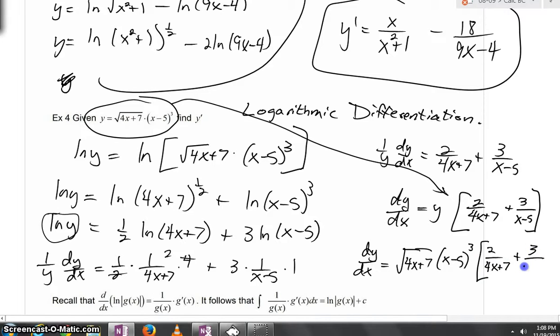No quotient rule. No tears in taking that derivative, hopefully. So a real ugly problem can be done considerably easier. We doing okay?